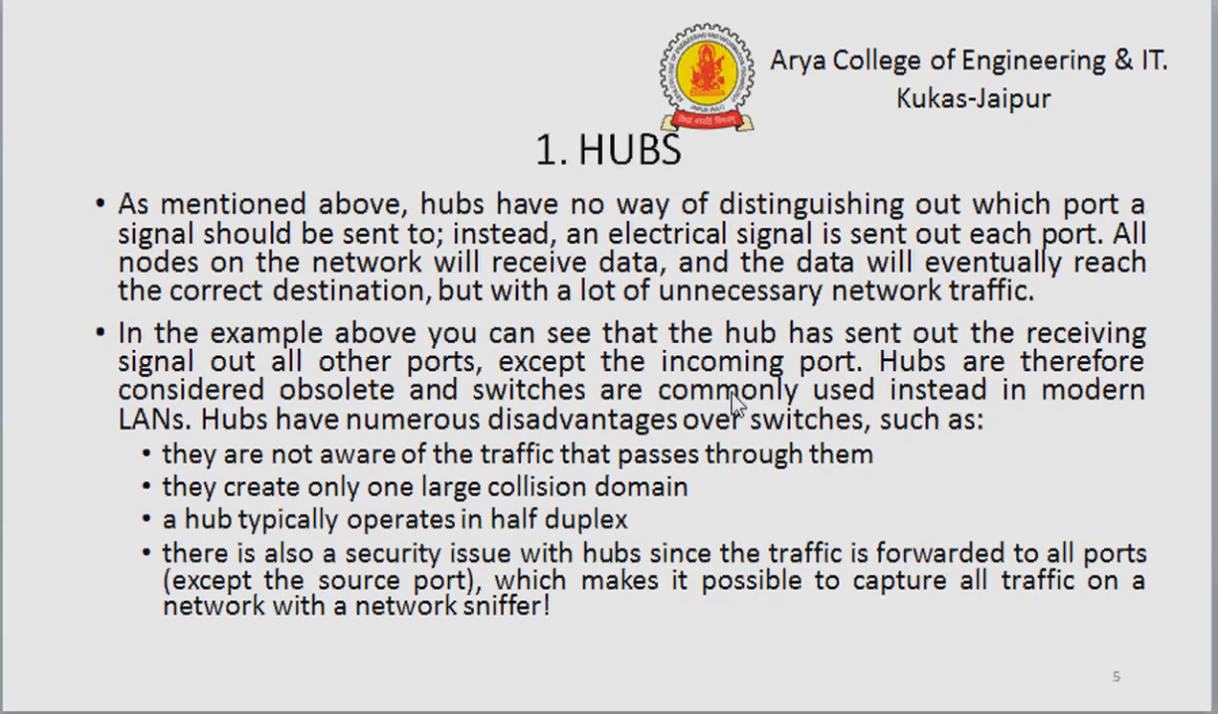Hubs are therefore considered obsolete and switches are commonly used instead in modern LANs. Hubs have numerous disadvantages over switches, such as they are not aware of the traffic that passes through them. They create only one large collision domain. A hub typically operates in half duplex. There is also a security issue for hubs: the traffic is forwarded to all ports except the source port, which makes it possible to capture all traffic on a network with a network sniffer.